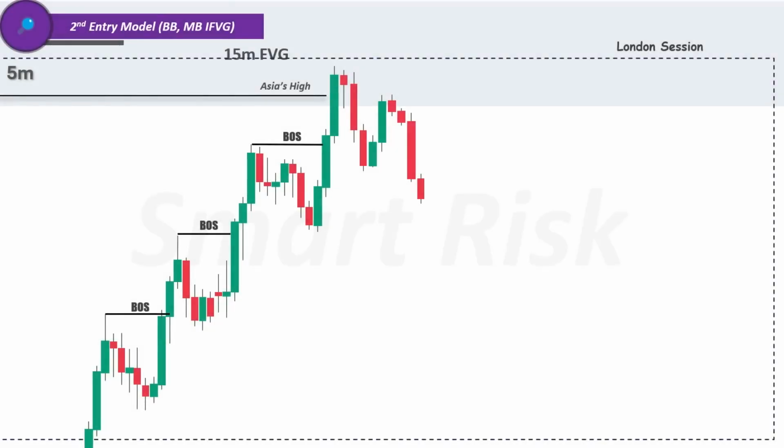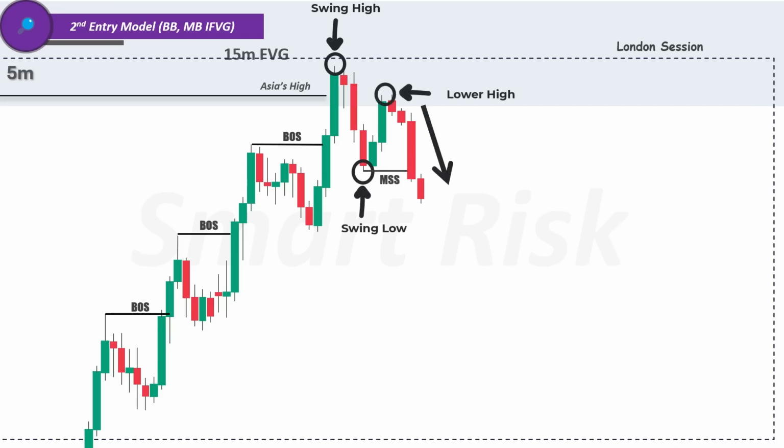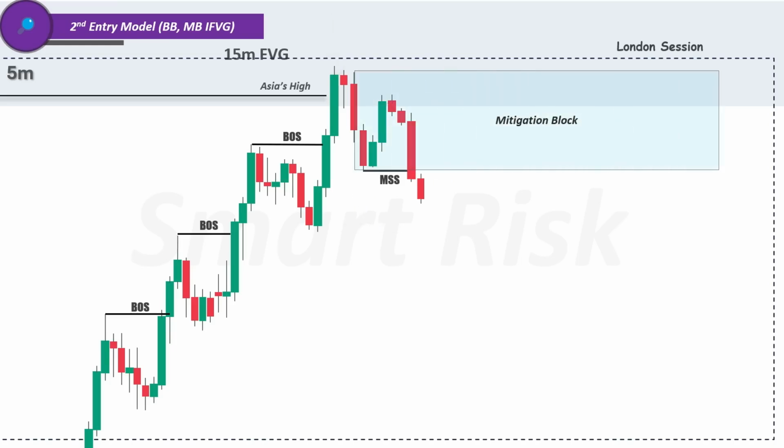So, for a valid bearish mitigation block, the price must first create a swing high, then a swing low, followed by a lower high. After that, we need to see a strong bearish displacement that breaks below the previous swing low. In this case, the mitigation zone becomes the last down close candle, or series of down close candles, formed between the first swing high and the swing low. Then, we place a sell limit order at the lowest point of that mitigation block, with the stop loss a few pips above the nearest swing high, and wait for the price to retrace into the zone.